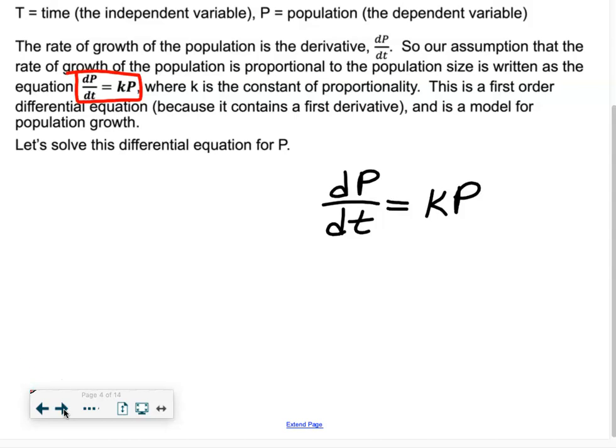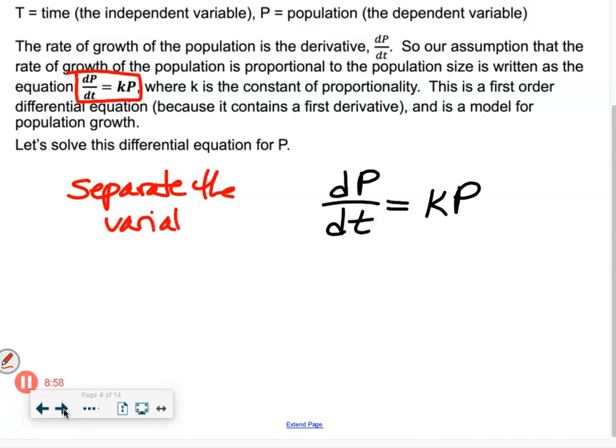So the first thing we're going to do, I'm going to write out steps here, is we're going to separate the variables. The way we separate the variables is, what am I going to have to do to move this p? I'm going to have to divide. So I have a 1 over p dp. All right, now all my p's are on the left, and then I have to multiply by dt to move it to the right. So multiply both sides by dt, and you get k dt.